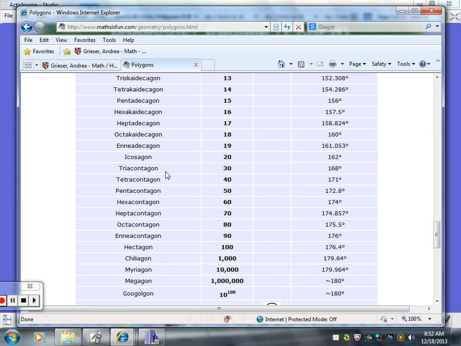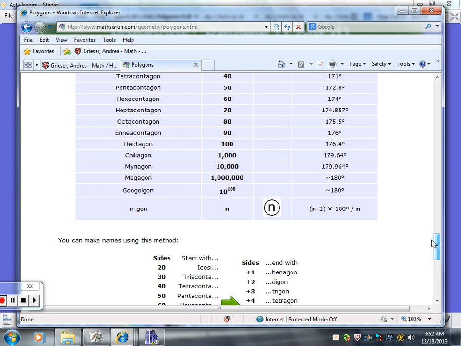30. Tetraconjugon. Well, they almost mean, you know, three times something, or I don't know. I don't do Greek. Pentaconjugon. Look at that. 100. Hectagon. Everybody, draw me a hectagon. Look at this. Chiliagon. Myriagon. Megagon. I like that one. Everybody, take your piece of paper, draw me a megagon. Googlegon. Look at that guy.